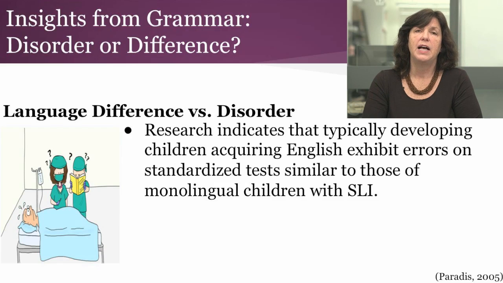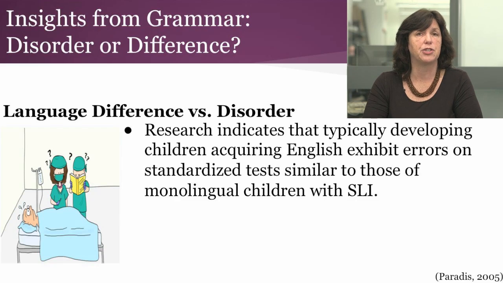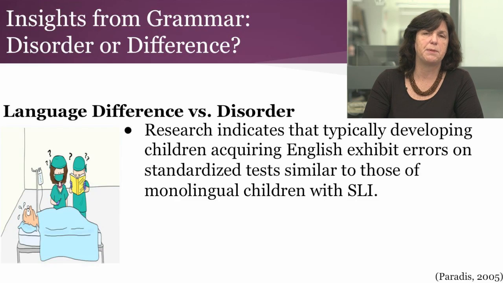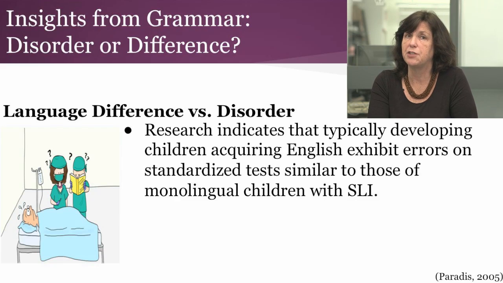A study by Paradis in 2005 provided evidence that typically developing children acquiring English exhibit errors on standardized tests that are similar to the performance of monolingual children with specific language impairment. This study also gives more detailed examples of common errors made by ELLs versus children with SLI. This evidence helps us understand how inappropriate standardized tests are for ELLs and bilinguals when those standardized tests are based on Standard American English. Paradis shows how standardized test scores are at the heart of the current crisis in special education, specifically relating to over-referral and misdiagnosis of children from culturally and linguistically diverse backgrounds.